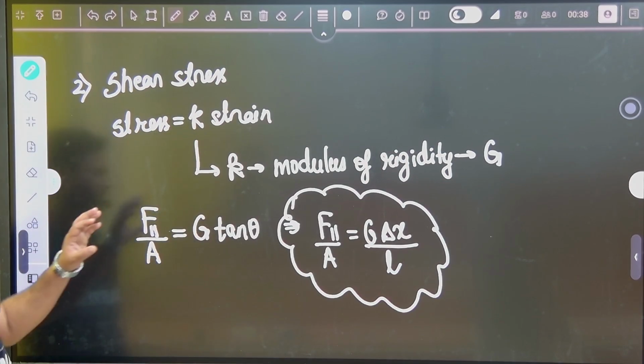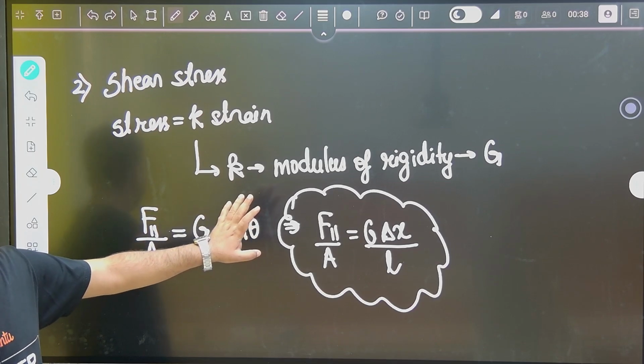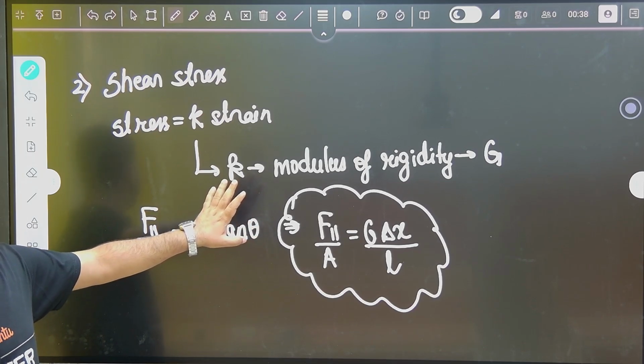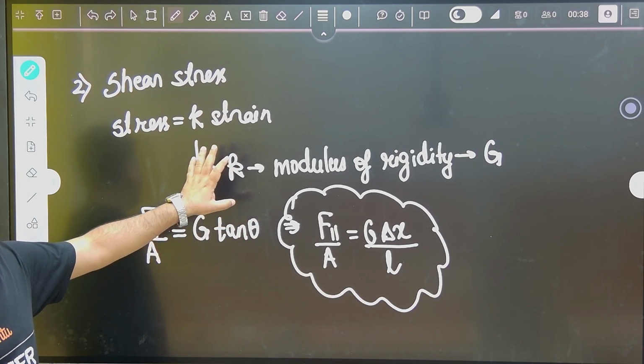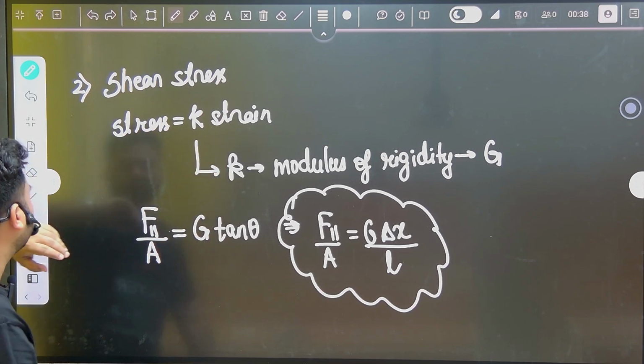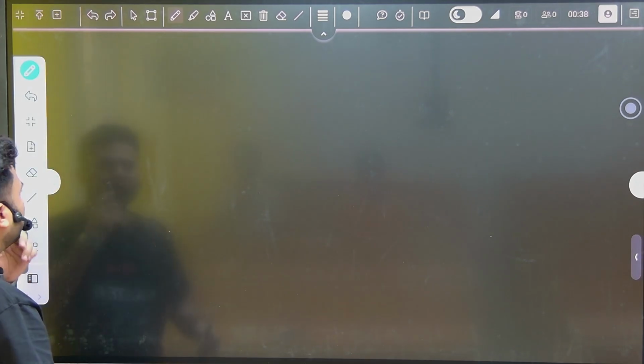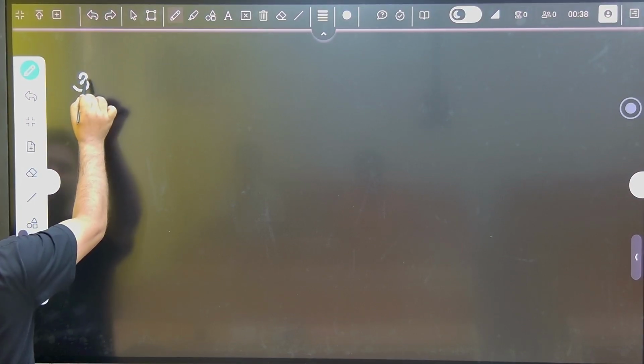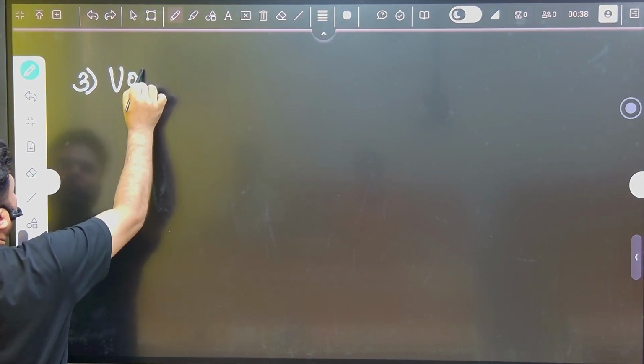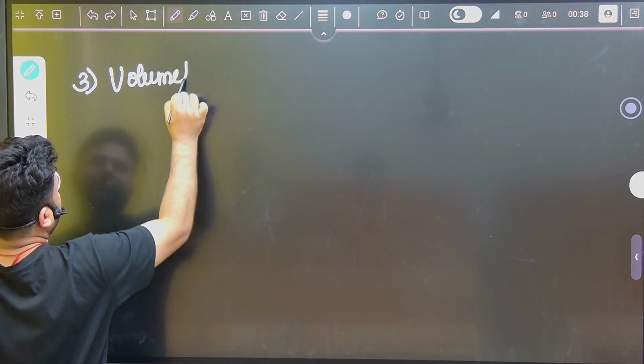Next, they make the least questions from here, but they can ask. I'm not saying that they won't ask. They can ask, but they make the least questions from here. Next, what they ask: volumetric stress.